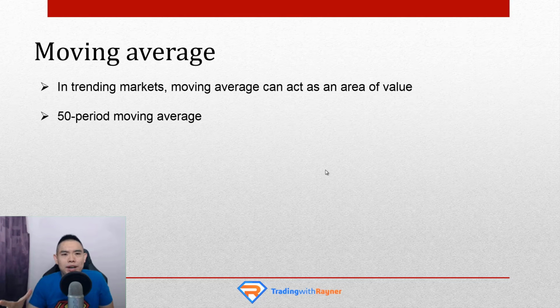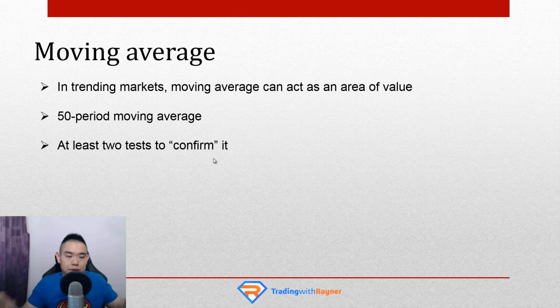You might be wondering, but Rayner, how do I know whether the moving average holds up? Sometimes I look at different charts, the price just slices through the moving average. Doesn't respect it. I get it. So this is why before we use moving average as an area of value, we want to make sure that the price respects the moving average. And we use these 2 tests to confirm it.